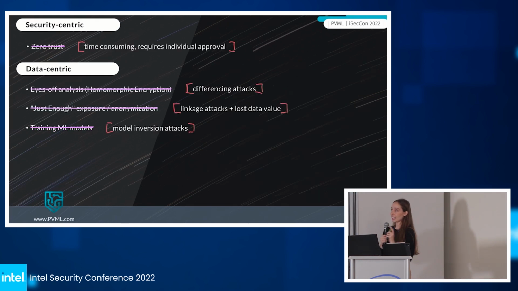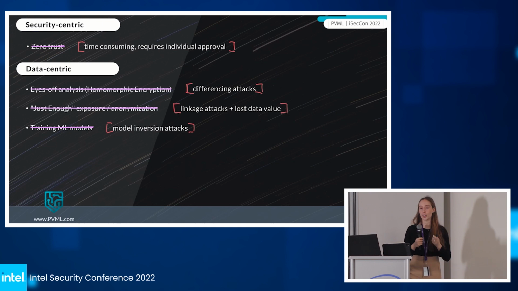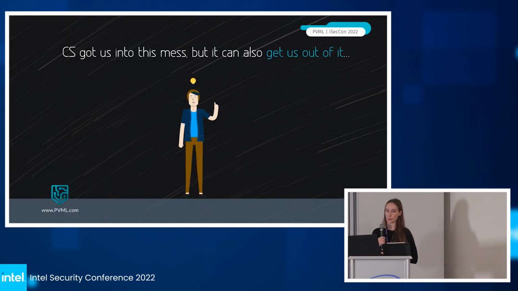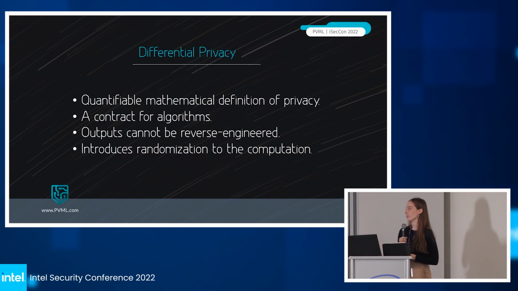Okay, I know, this is getting quite grim because we're struggling to give access through the zero trust model. Eyes of analysis won't work either. Just enough access is also problematic, and now I'm saying that machine learning models are at risk as well. Okay, so now what? Well, computer science may have gotten us into this mess in the first place, but it can also get us out of it, thanks to differential privacy.